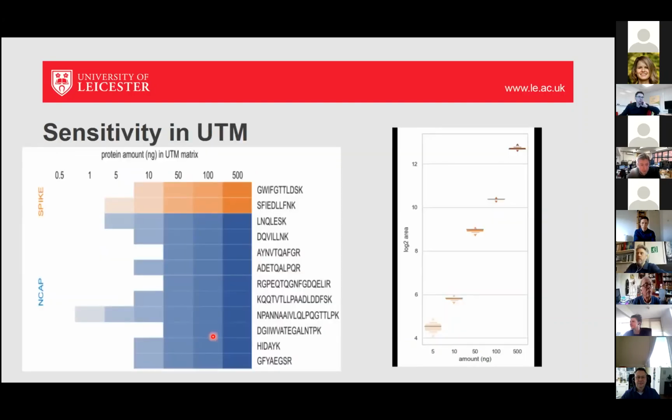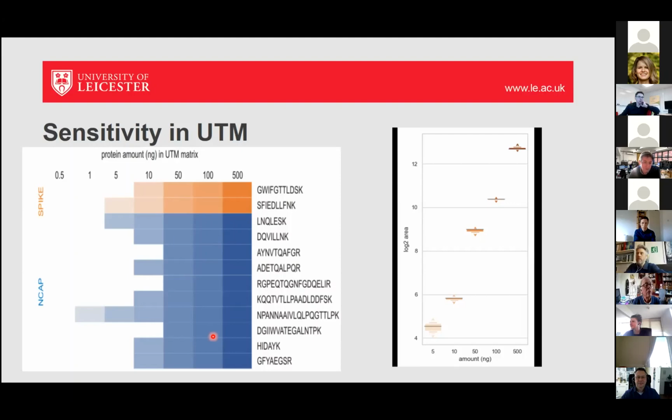From the recombinant proteins, we were able to deduce the sensitivity in the universal transport media, which is used for holding the swab and preserving the virus. And it's really important to remember that point. And we could demonstrate good analytical characteristics with good linearity and good precision and accuracy across that.